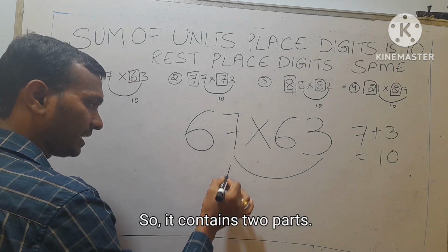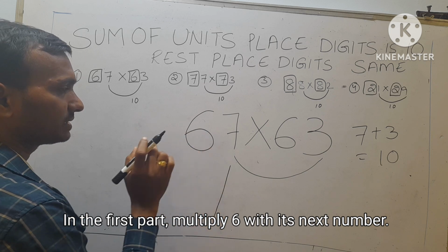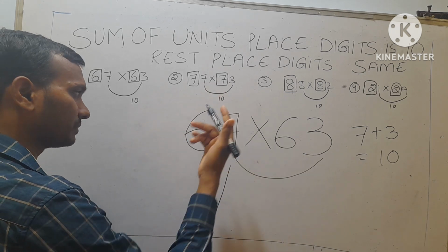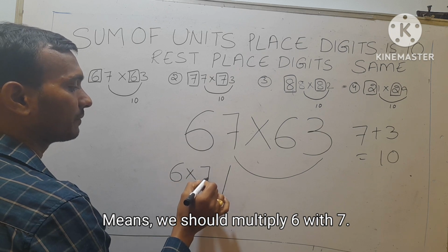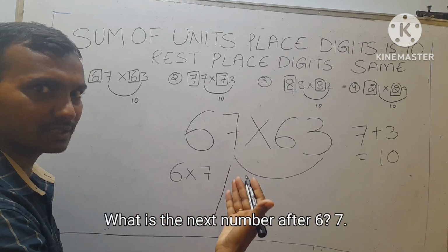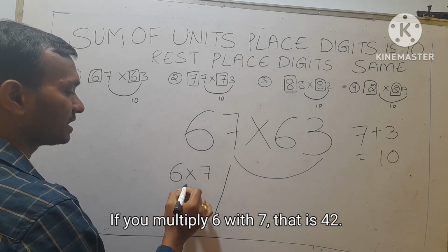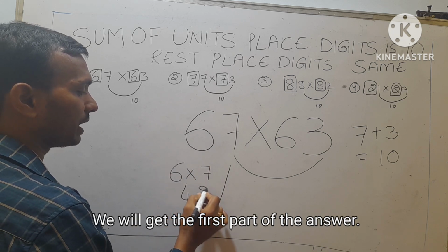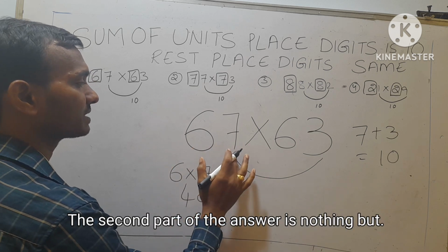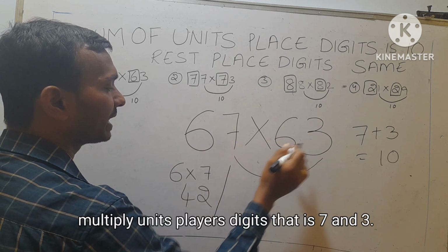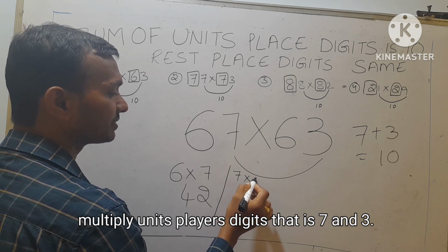So it contains two parts. In the first part, multiply 6 with its next number. Means we should multiply 6 with 7. What is the next number after 6? 7. If you multiply 6 with 7, that is 42. We will get the first part of the answer. The second part of the answer is nothing but multiplying the units place digits, that is 7 and 3.